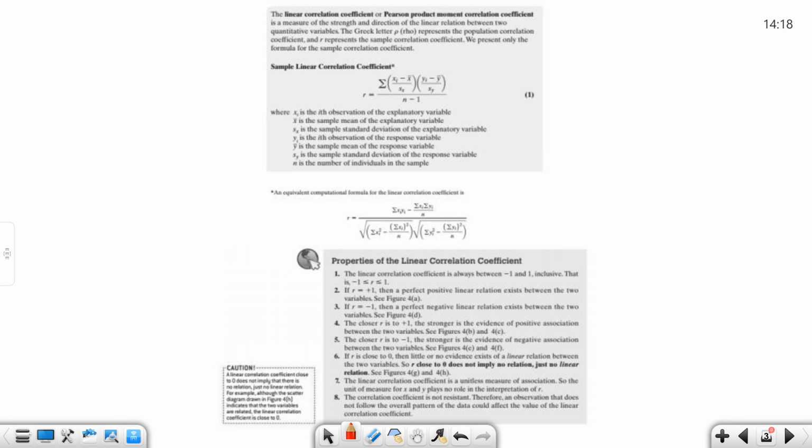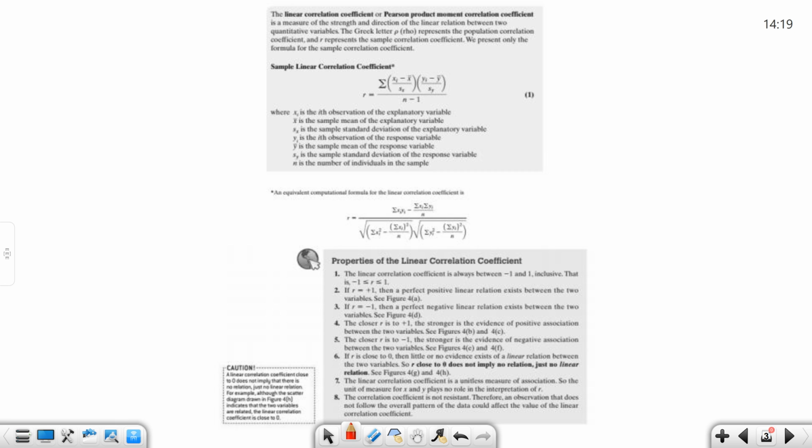That's number 5. Number 6, if r is close to 0, then little or no evidence exists of a linear relation. So r close to 0 does not imply no relation, just no linear relation. That's important. Number 7, the linear correlation coefficient is a unitless measure of association. So the unit of measure for x and y plays no role in the interpretation of r. Doesn't matter what x and y are, what their units are, the correlation coefficient has no units. It doesn't matter if it's miles, feet, yards, dollars, pennies, number of desks, number of students. It's not affected by it.